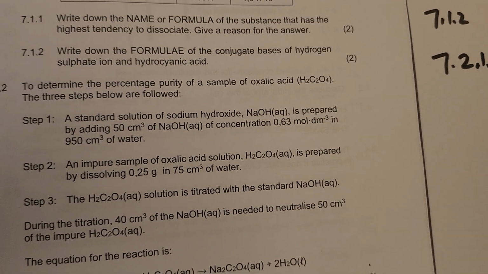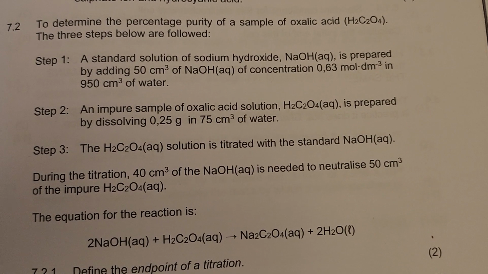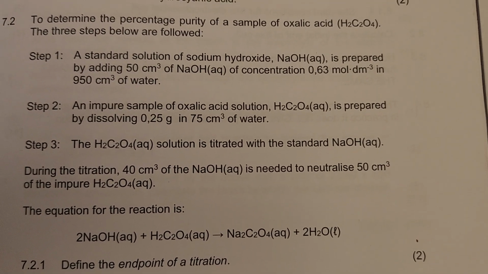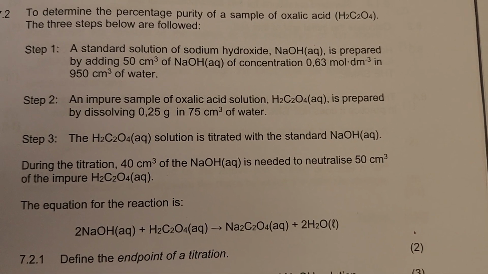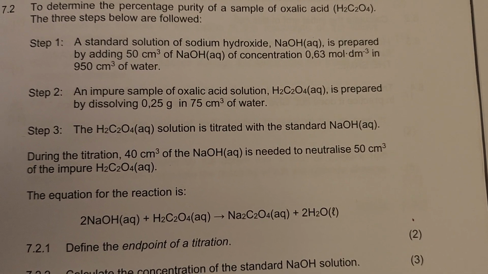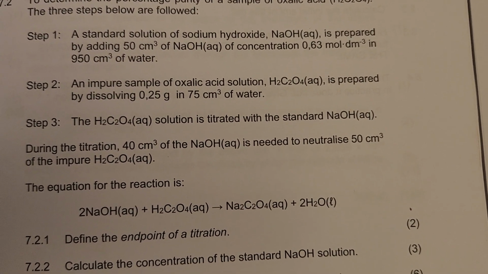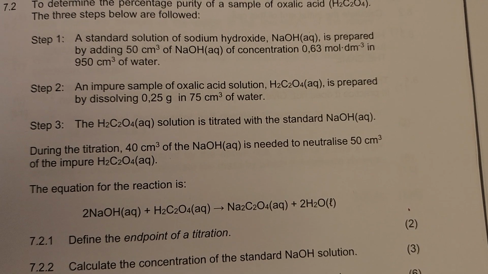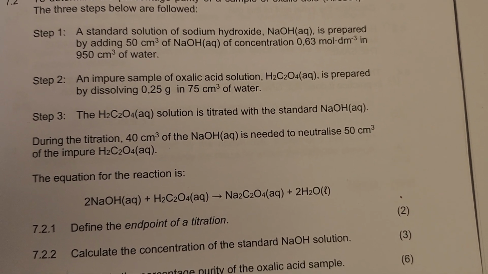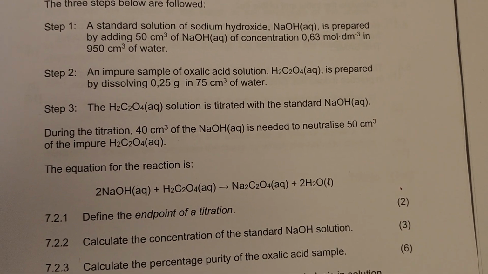7.2.1. According to this one, they say to us, now it is a long statement: to determine the percentage purity of a sample of oxalic acid, the 3 steps below are followed. A standard solution of sodium hydroxide is prepared by adding 50 cubic centimeter, underline that, of sodium hydroxide of concentration 0.63 in 950 cubic centimeter of water. We've got 2 volumes there added together.